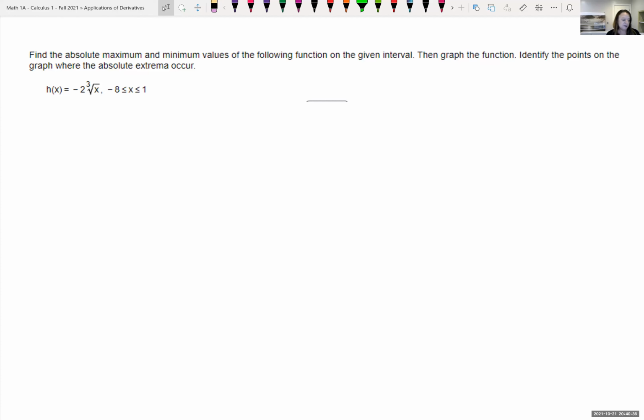So the next example says find the absolute maximum and minimum values of the function on the given interval, then graph the function and identify the points on the graph where the absolute extrema occur. And so we're given h of x is equal to -2 times the cube root of x. And we want to look at the absolute extrema on the interval between -8 and 1.